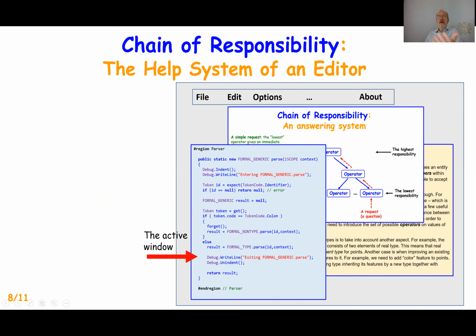What do I have in this picture? I have a variety of windows, several windows, containing different kinds of information: program text, a kind of scheme, a kind of regular informal text, and a menu on the upper side of this configuration. And I assume that one window is so-called active.